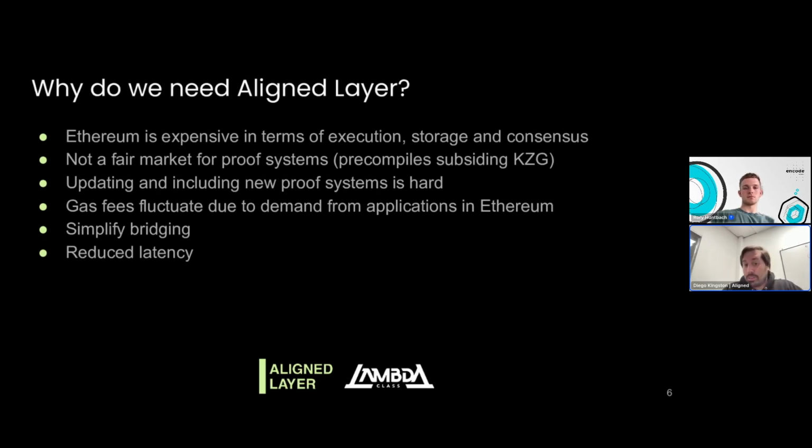We have many different alternatives with different asymptotics, properties, and all that, but not all of them can be verified, and especially verified for a very low cost in Ethereum. It is not a fair market for proof systems because, for example, right now, those proof systems based on the KZG commitment are less expensive, but we know that, for example, hash-based proof systems offer several advantages, and they are not as cheap as KZG. The other thing is that updating and including new proof systems in Ethereum is really hard.